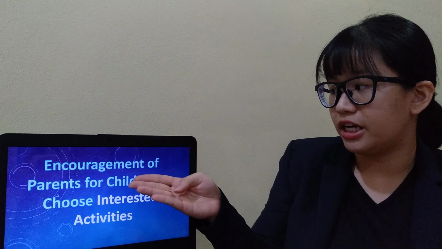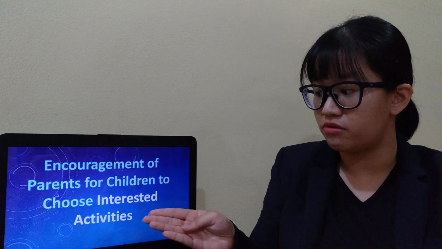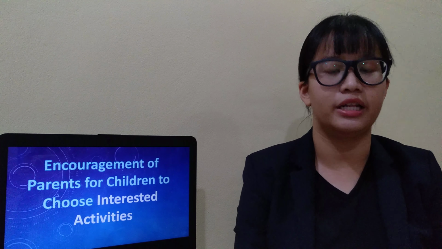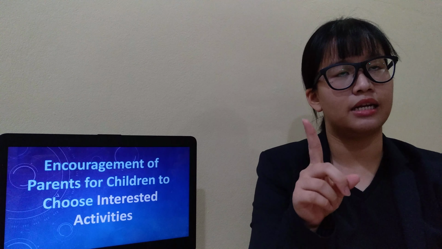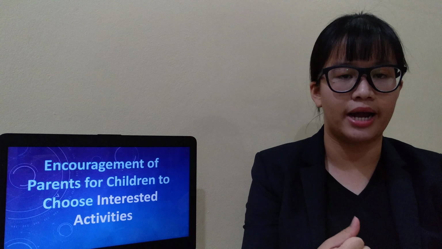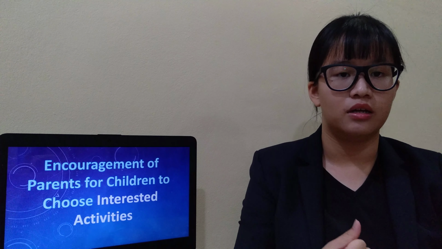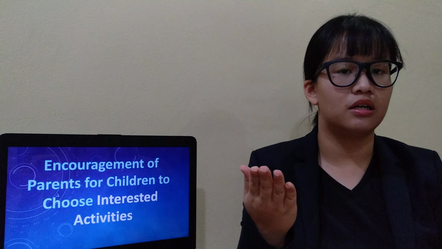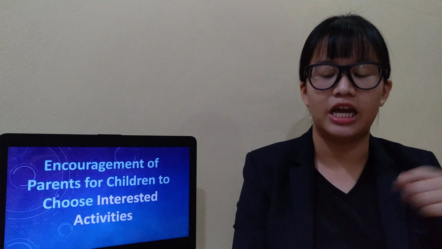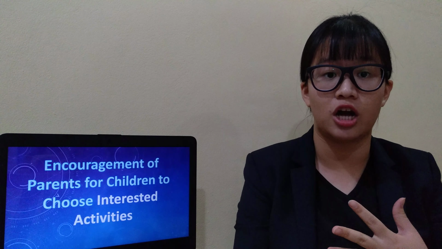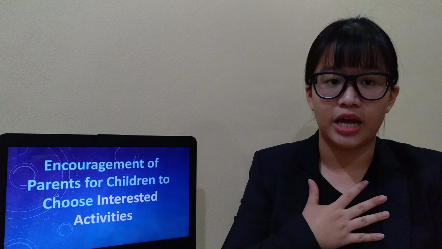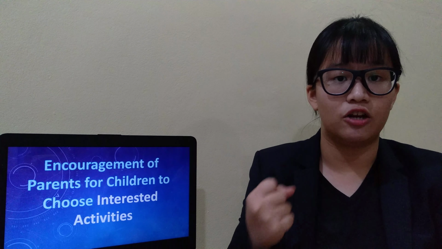The last one is the encouragement of parents for children to choose interesting activities. There are three steps for parents to encourage their children to choose an interesting activity. Number one is that the parent needs to know what is on their child's mind. They need to have a conversation, getting to know what the child is interested in and also what they are not interested in or what they fear about the activity, and knowing the reason so that we will not push our child into an activity they don't like.